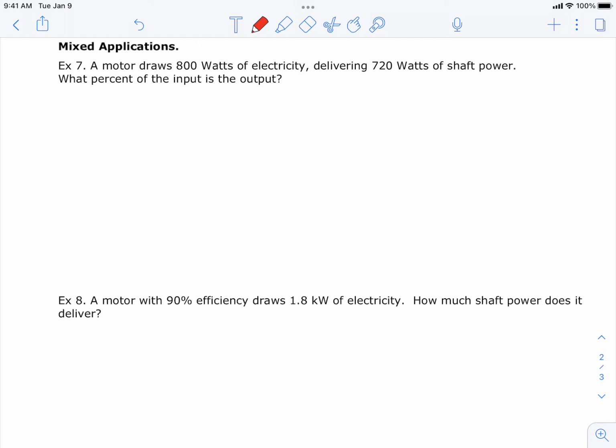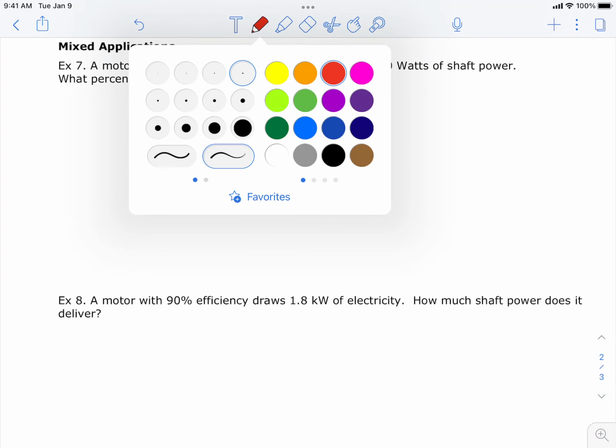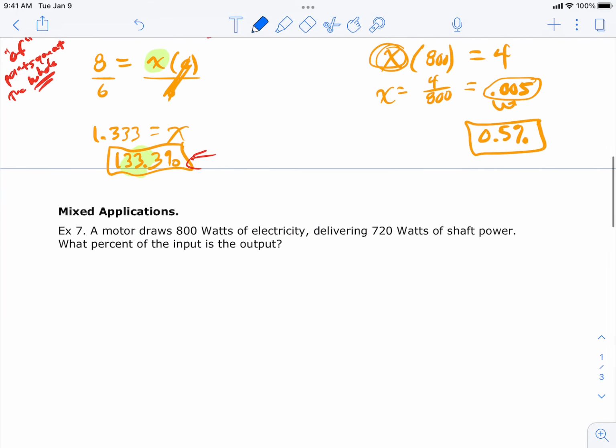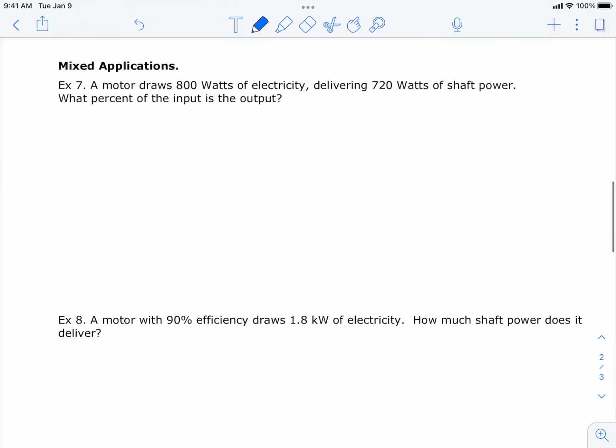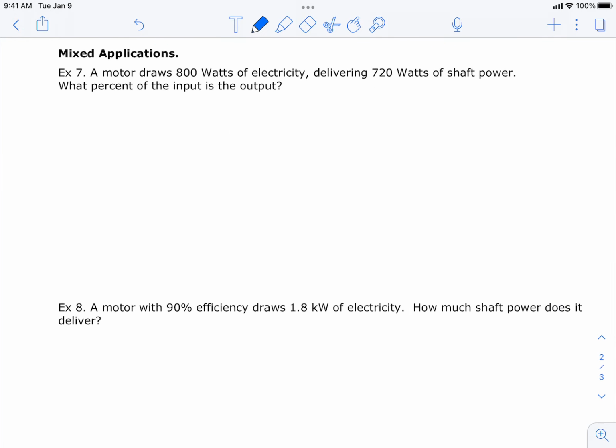Okay, so now we've got these 3 basic kinds of percent equation. Now those are abstracted out. It's not usually the way we talk when we have a percent application in front of us. We usually talk in terms of motors, watts, electricity, shaft power, and so on. But we'll usually be able to extract out a little sentence from what they're telling us. So let's see what we got here. A motor draws 800 watts of electricity and delivers 720 watts of shaft power.